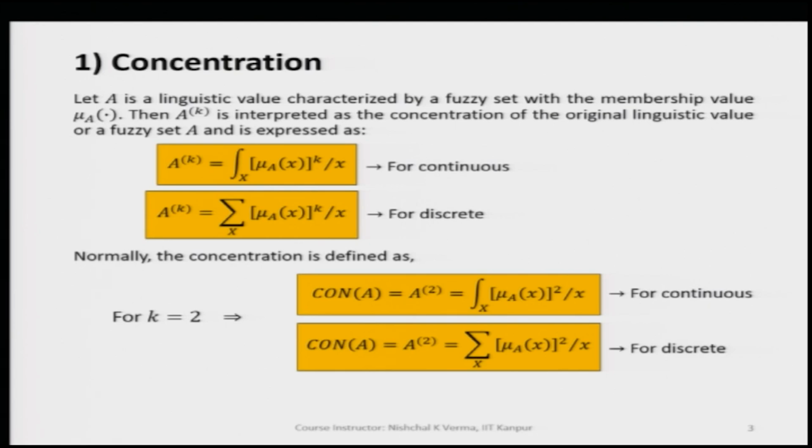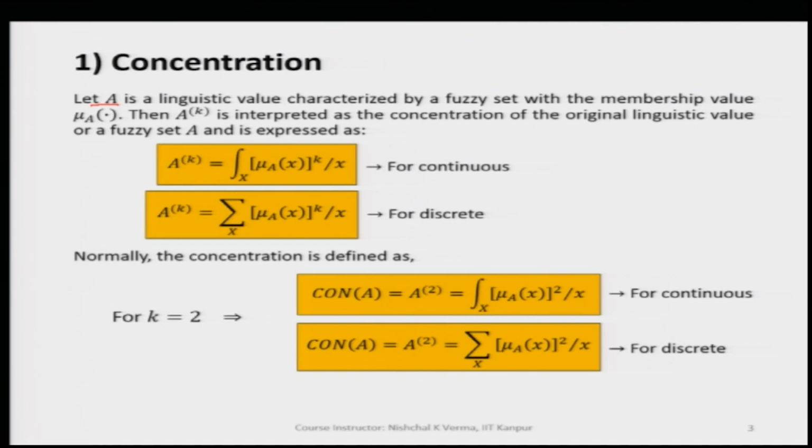Concentration basically is the concentration of a fuzzy set. When we say fuzzy sets, it means that we have some linguistic value which is characterized or represented by a fuzzy set. Let us say A, then of course, we will have its membership function in case of continuous linguistic value. So, we will have mu A of x, where x is the generic variable.